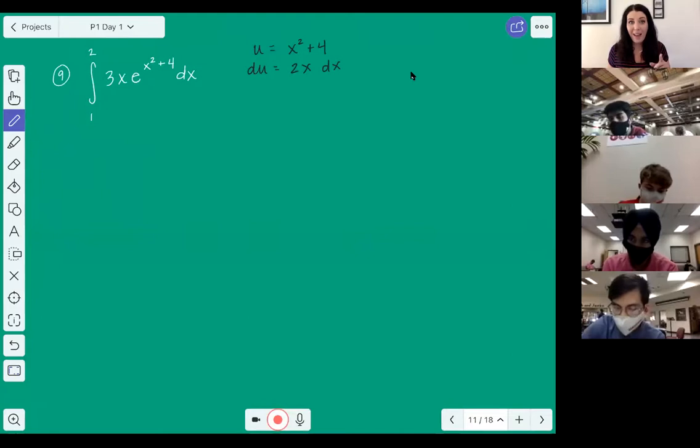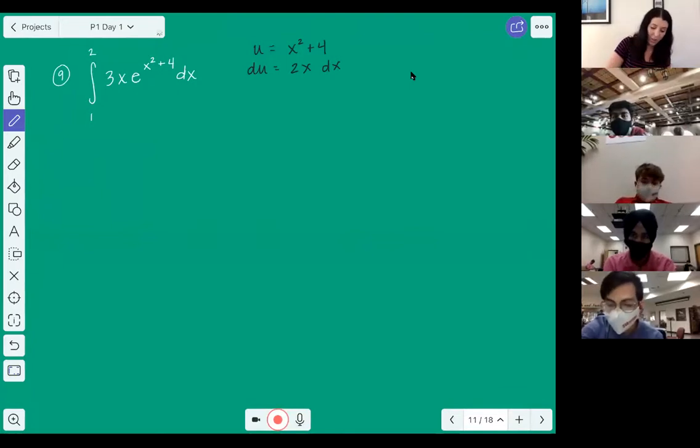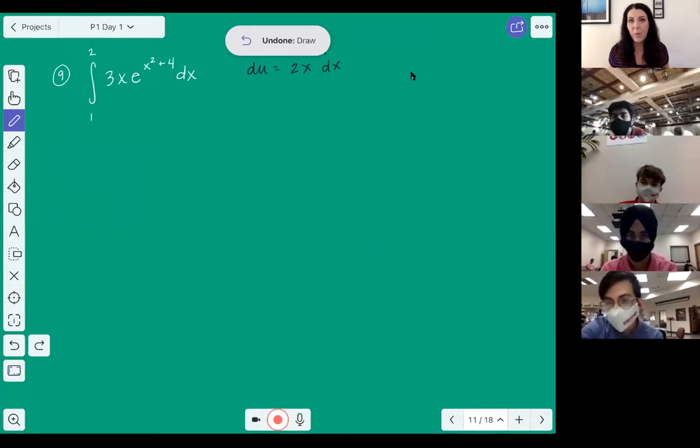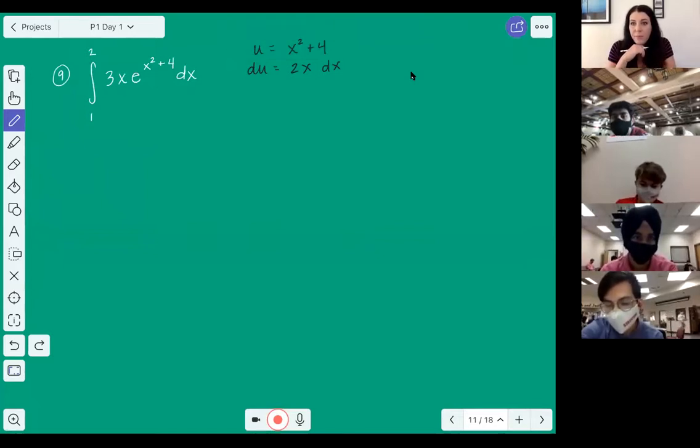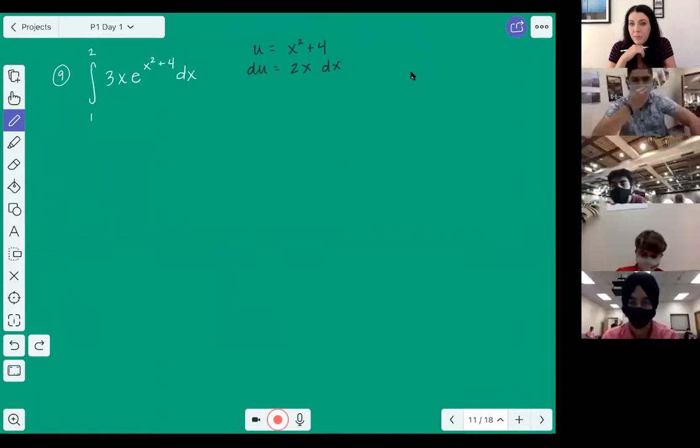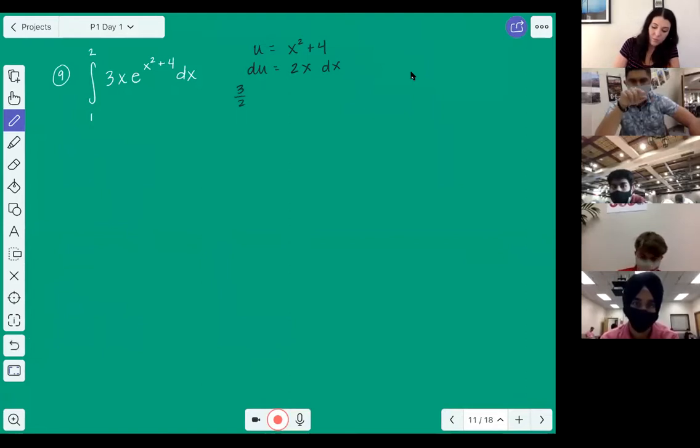Now, I do not have a 2x dx in here, okay? I have a 3x dx, right? I've got this portion and this portion, but I do not have a 2x dx. Gus, what might you do next? Would you put like a 3 halves outside of the du? That way when you multiply your 3 halves by 2, the 2's would cancel out and you'd get 3. Absolutely. Perfect. So that works.